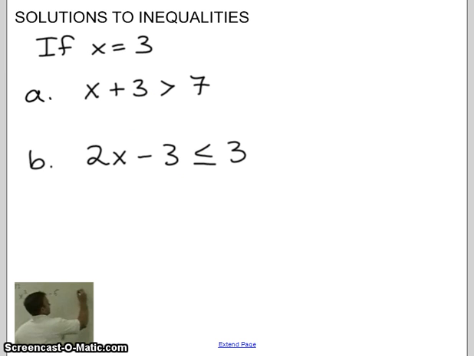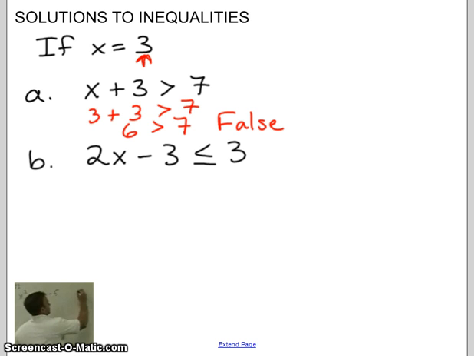Solutions to inequalities. Alright, so we're going to see if our solutions are correct. If we have the value of 3 for x, I want to check to see if the solutions are possible for these inequalities. So we're going to take this value of 3 and sub it in for x and see if it works. So we have 3 plus 3 is greater than 7. Well, that's false. 6 is not greater than 7.